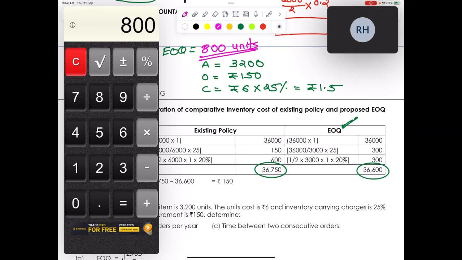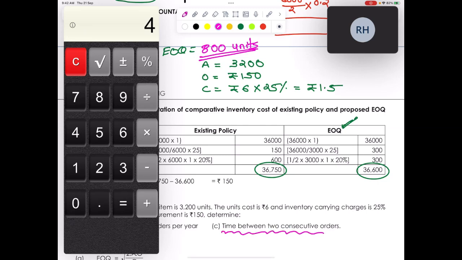Now, how many orders are to be placed in a year? It's very simple. Annually, we have to purchase 3200 units, and 800 units are to be purchased in a single order. So 3200 divided by 800 means annually we have to place 4 orders to purchase the complete annual requirement. Any doubt? Now, this point is very important.